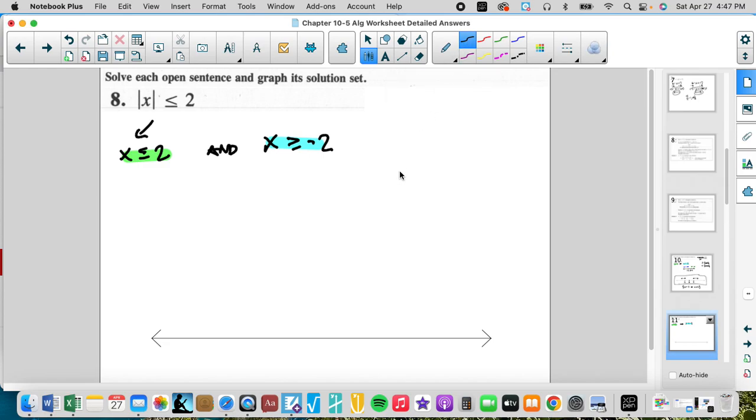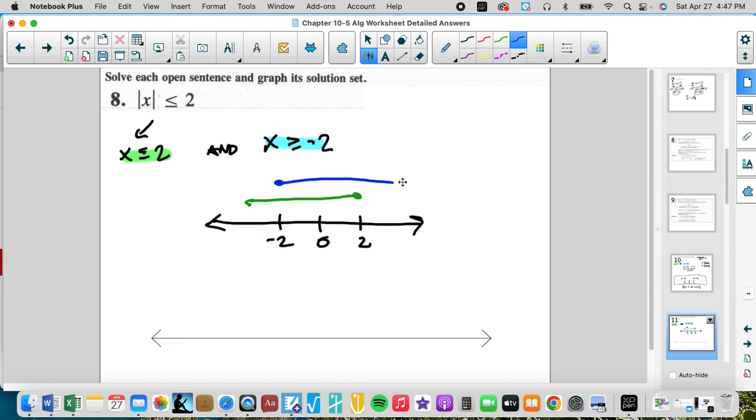Let's sketch. Negative 2, 0, 2. x is less than or equal to 2, closed circle going there. x is greater than or equal to negative 2, closed circle, going the other way. So the intersection is going to be closed circle, closed circle.